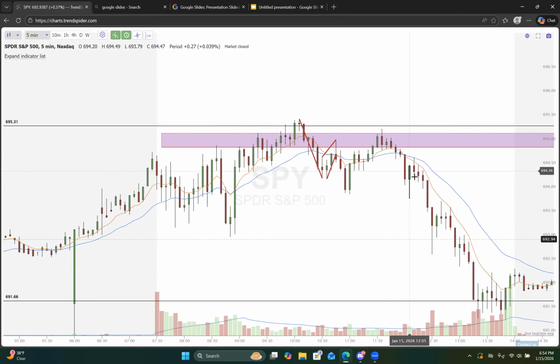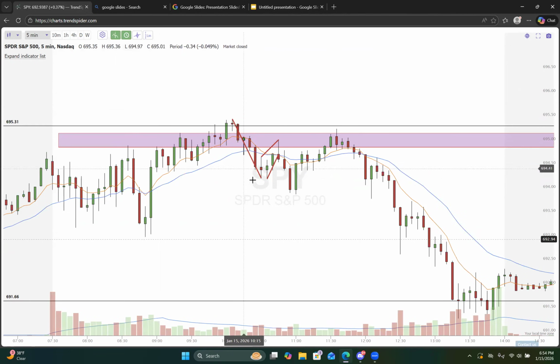I started driving. I left home, went to the gym. But same thing: we came up, failed back into supply, the high of day, headed lower. This is not very strong. Now, if we broke out higher over this level at 635, absolutely. We did not. So bear flag, push lower. Two distinct different things for you guys.